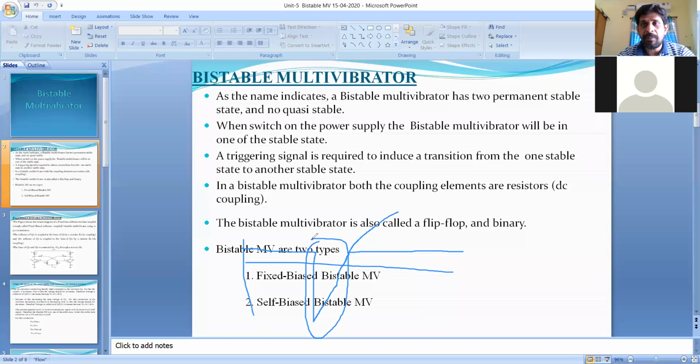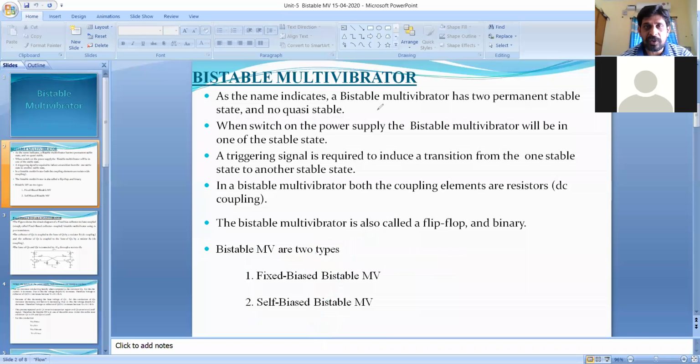Once again the monostable multivibrator enters the stable state and stays in the same state, it does not change until we apply a trigger pulse. Only when you apply the trigger pulse does that value change.